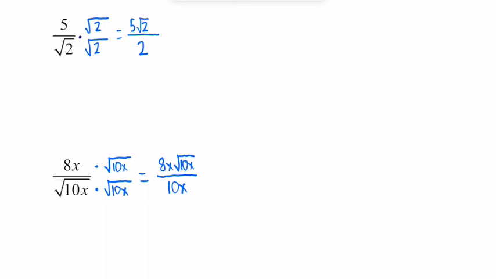Now, unlike our previous problem, here we've got some things we can do to simplify this fraction by reducing it. We notice there's an x in the top and bottom of the fraction now. They cancel each other out completely. And then 8/10, you can divide both the 8 and the 10 by 2. 8 divided by 2 is 4. 10 divided by 2 is 5. So our final result would be 4 square root of 10x over 5.